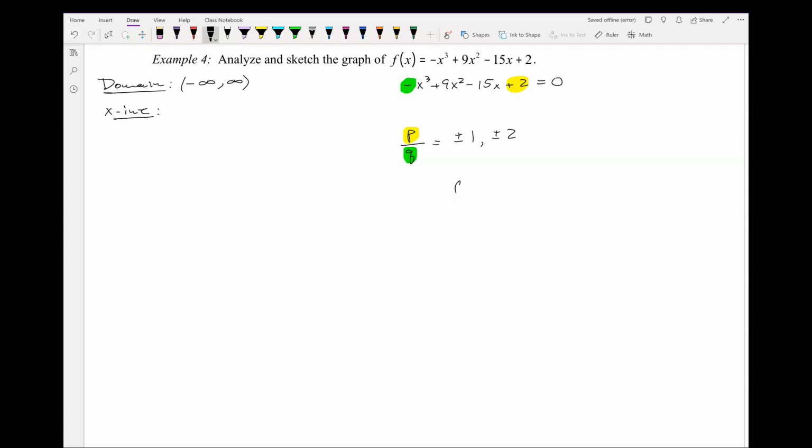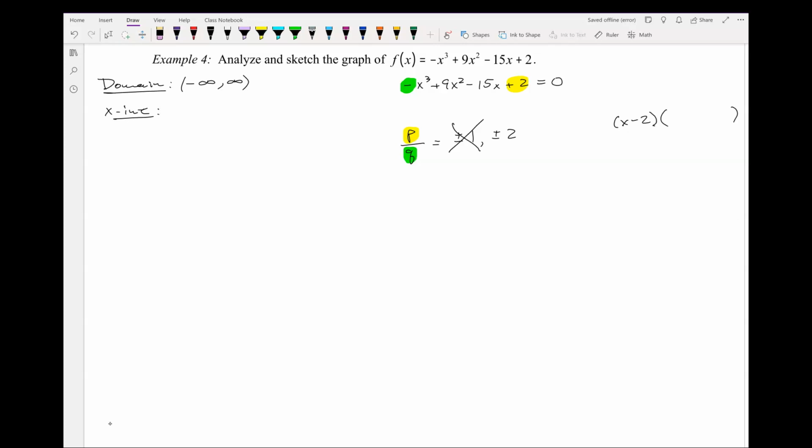For example, f of 1 would be this, which is -5, which clearly doesn't equal 0. Plugging in -1, we'll get 1 plus 9 plus 15 plus 2, which again, there's no way that's 0. So these guys are no longer candidates. But positive or -2 could be roots of this polynomial. So now let's see if 2 is a root of this polynomial. If it is, that means that x minus 2 is a factor of this polynomial.